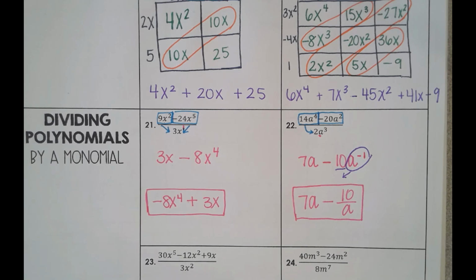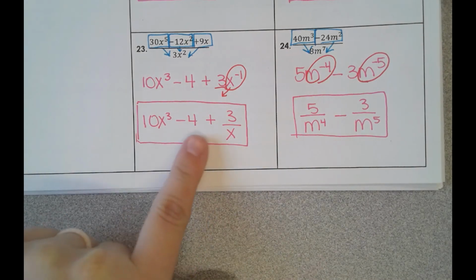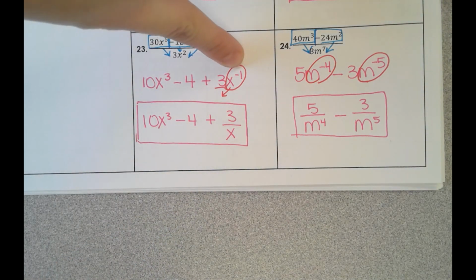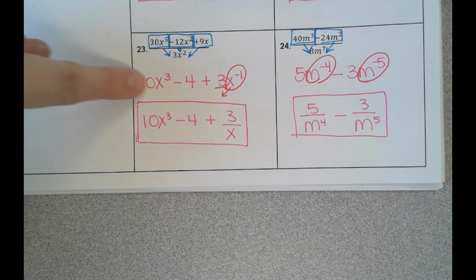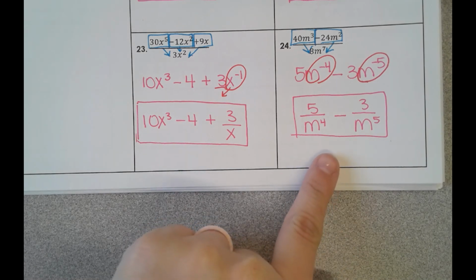Now I want you to try 23 and 24. Number 23, your answer should be 10x cubed minus 4 plus 3 over x. And no need to switch these. Some people think you move this one over, but really this x is negative 1, which is the exponent's negative 1, which makes it actually accurate in the line. And then over here, 5 over m to the 4th minus 3 over m to the 5th.